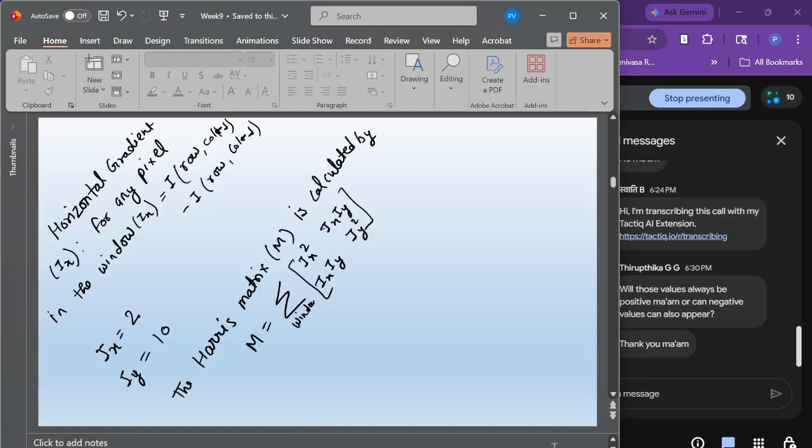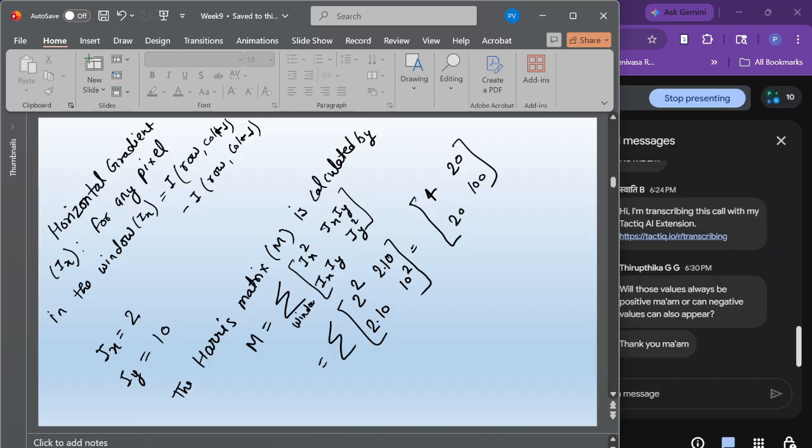So Ix and Iy values we know. Ix square is 4, right? 2 square. Here Ix into Iy is 2 into 10, here again 2 into 10, and Iy square means 10 square, right? So if you calculate it in the matrix, you will get 4, 20, 20 and 100, right?